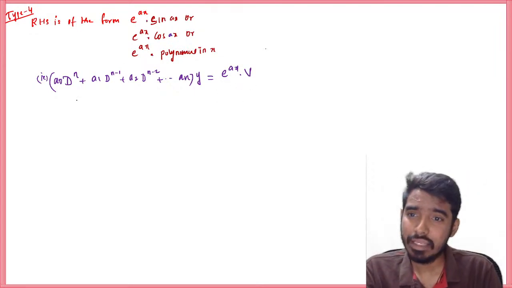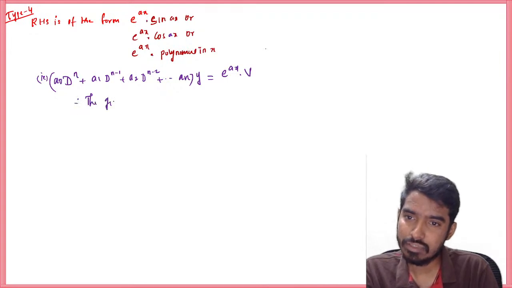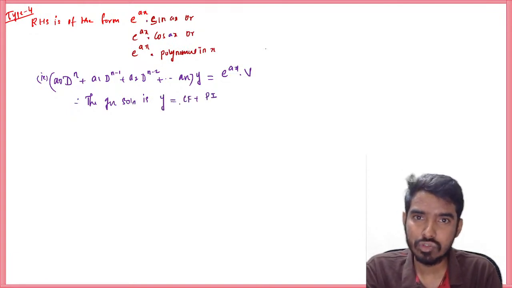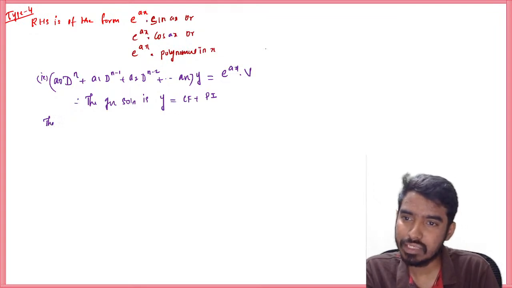The method of finding CF is the same. The general solution is y equals CF plus PI. So find CF as usual, right? The method of finding CF is the same.